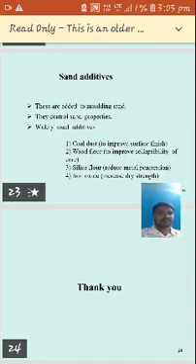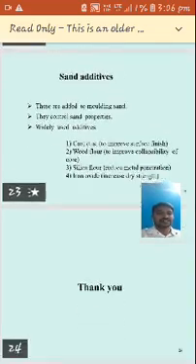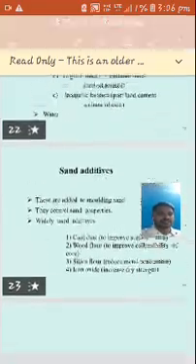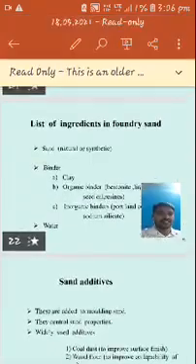Then wood flour improves the collapsibility of the core. Next, silica flour reduces metal penetration. The last one is iron oxide, to increase dry strength. These are the sand additives. So we have sand binders as well as sand additives.